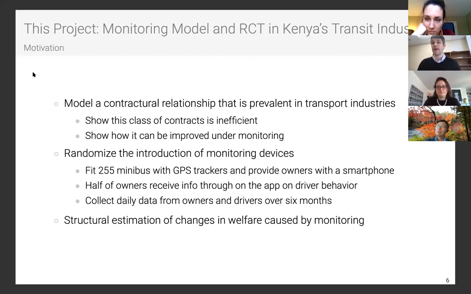And then we collect for the whole sample daily data from both the owners and the drivers. So the system functions both as a way to deliver our treatment and also as a data collection method. And then the last step that we do is we go back to step one. We take the structure of our model, we take the data from the RCT, and then we structurally estimate the parameters of the model in order to back out welfare changes that are resulting from this introduction of monitoring.